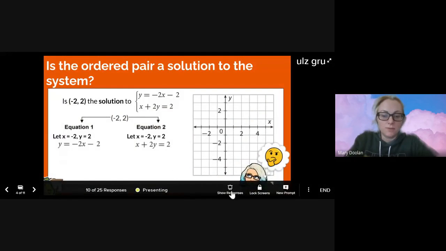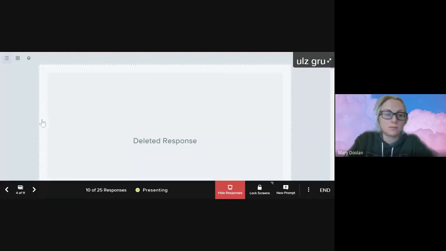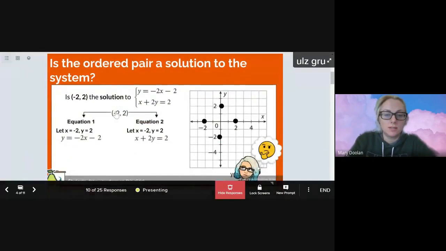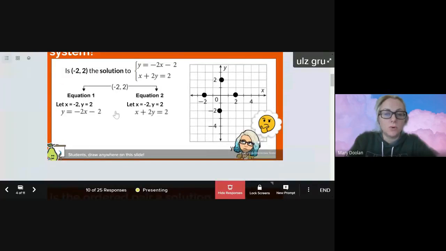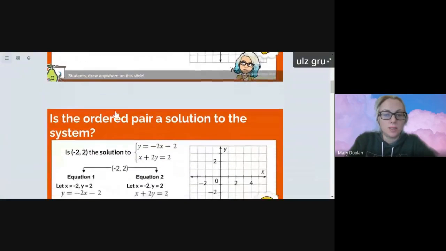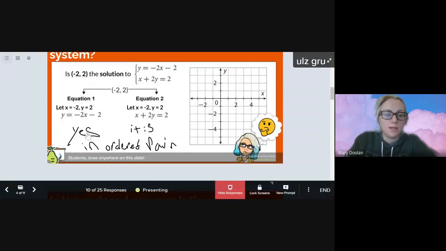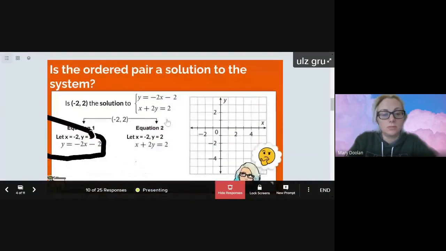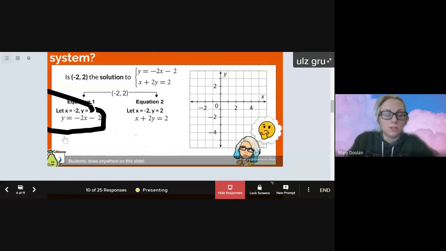What we did here, and if I show some of your responses, this person deleted theirs. This person put some points in the coordinate plane. Yes, it is an ordered pair, but we want to know, is it the solution? This person looks like they circled one side, and now they're writing yes.